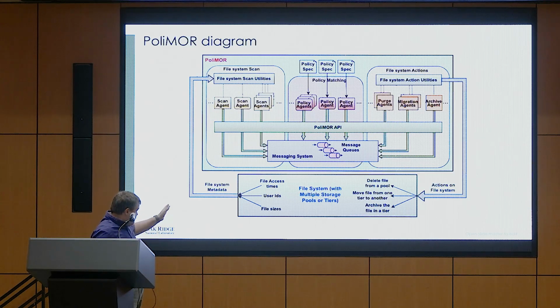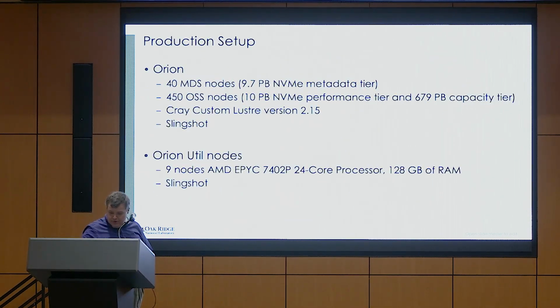And for your test? So for this test, everything was distributed up to 9 nodes. In addition, we had the 9 nodes with 24 core AMD EPYC processors, and they were connected to the Orion proper system via Slingshot.